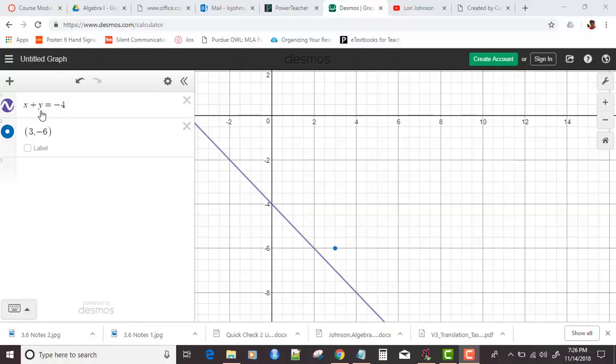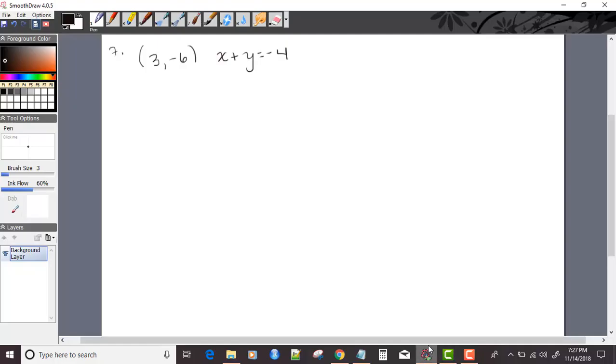In number 7, we're given the equation of a line, x plus y equals -4, and we're supposed to write the equation of a line that is perpendicular to x plus y equals -4 and goes through the point (3, -6). So I'm given a point. I don't yet have the slope. So I want to use point slope form to write this perpendicular line.